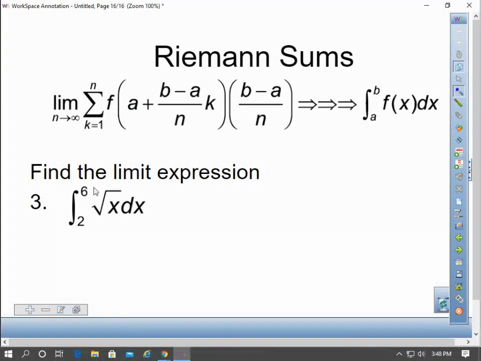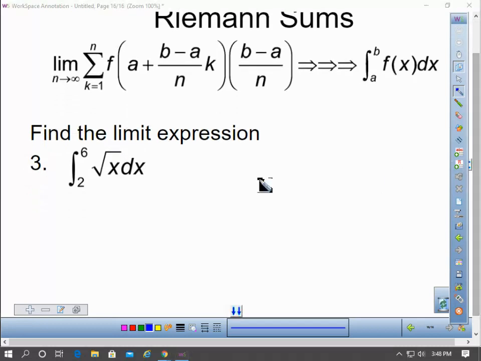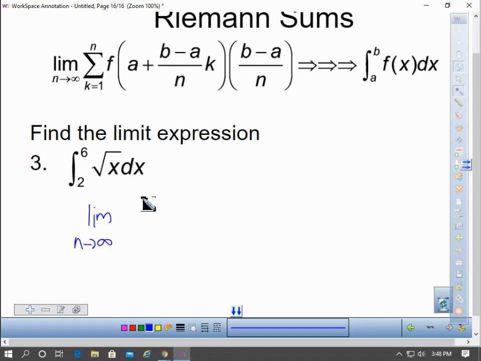Okay, now let's write the limit expression. So now I've got the integral from 2 to 6 of the square root of x dx. So now I want to write this. I know it's going to be the limit as n goes to infinity of the summation k from 1 to n. All that stays the same. Now what I have to put in here is the function. So here's my function, square root of x.